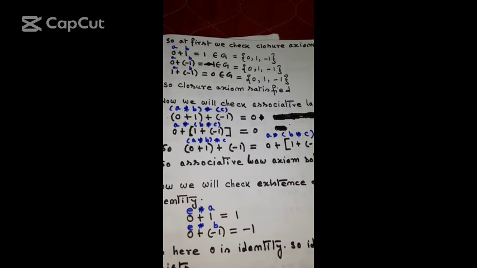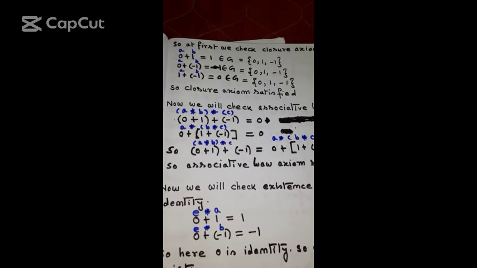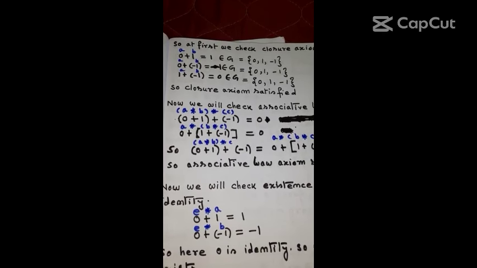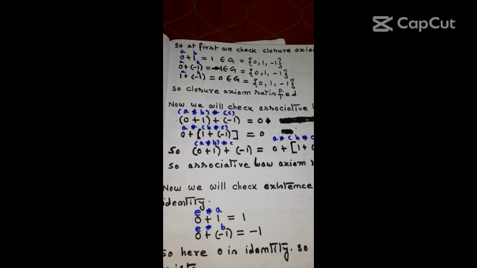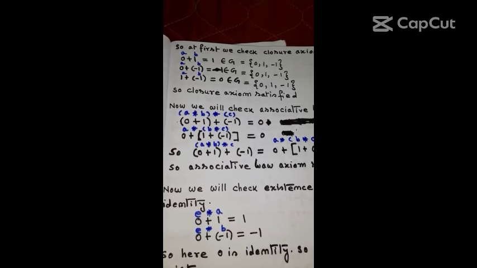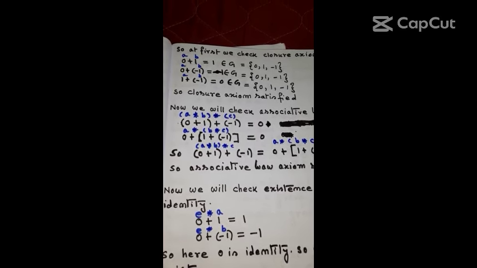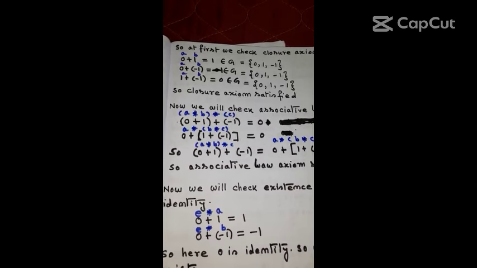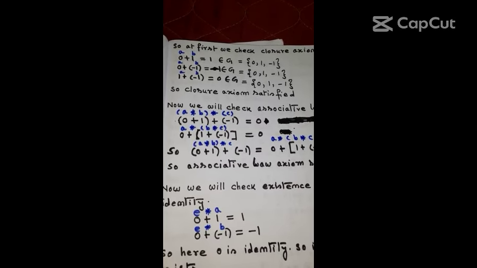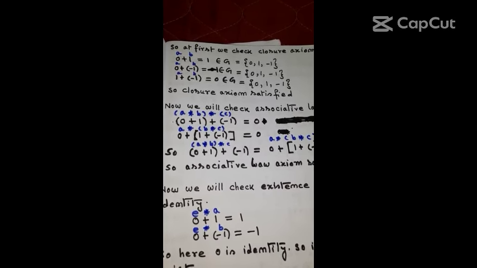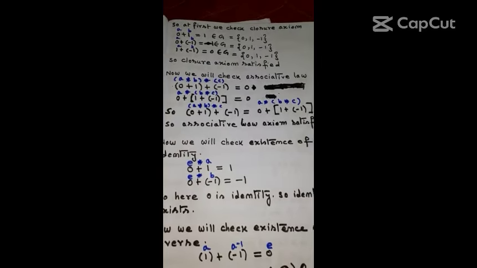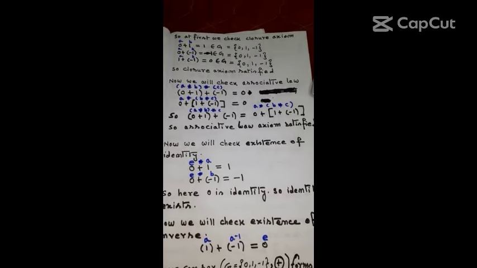So if we consider addition as binary operation, and we add 0 plus 1, then 0 plus minus 1, and then 1 plus minus 1, whatever result we get also belongs to G, correct? So closure is satisfied. Now we have to check the associativity law.